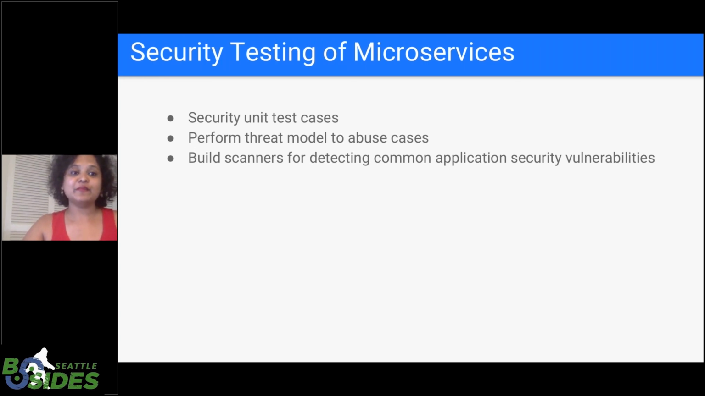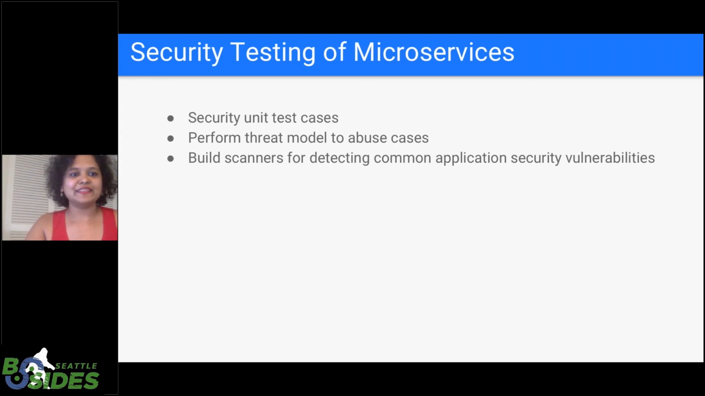Leverage your security team to do threat modeling of the new feature or function you're building. They will help you to come up with abuse cases and then write unit test cases to cover those abuse cases. Last, if you see a pattern of application security vulnerability, either related to the code or related to business logic, in that case probably a commercial tool cannot help. So what really helps is to build your own homegrown scanners to detect those vulnerabilities.